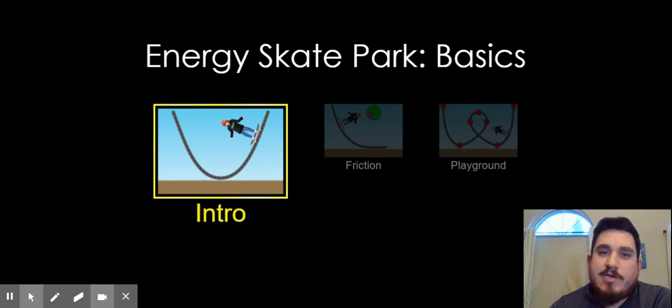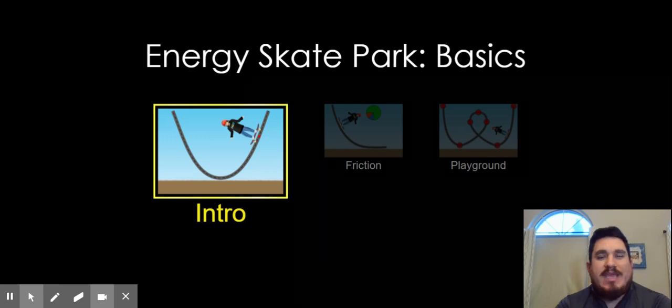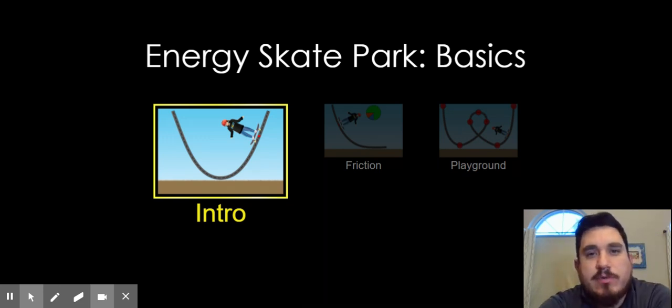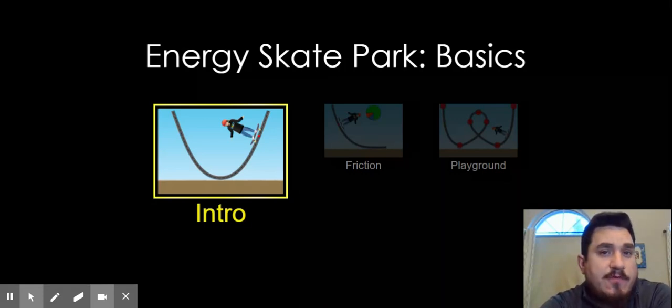Okay, so some kids are having some issues logging into the PhET, and again, it probably has to do with the ability to download a Flash player on your laptop or your computer. If it's not a big deal, I would definitely recommend you to do that, especially for animation, simulation, and things like that on the internet.